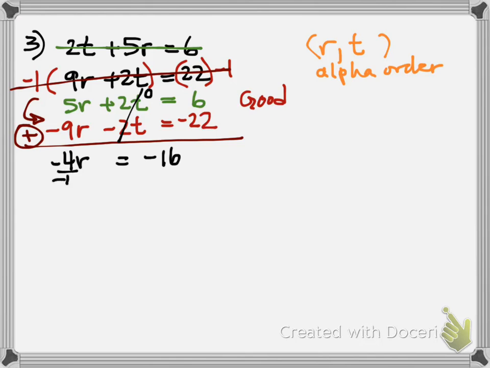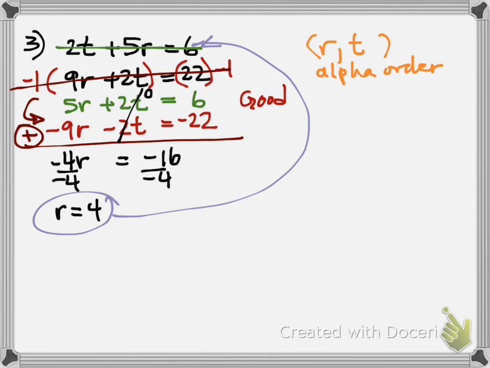And then I just divide both sides by -4. And I get r equals 4. And now, you guys are so sad. And then plug this into either original equation and solve for t. So 5 times 4 equals 6.